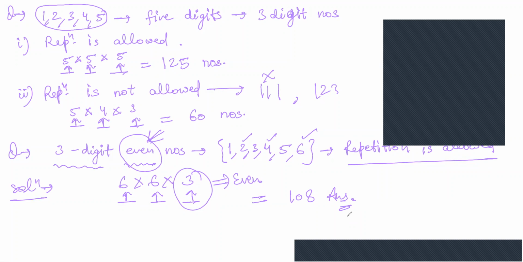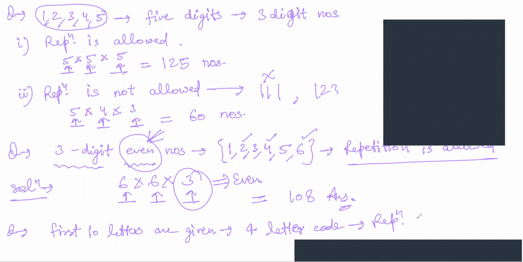You have to form a 4-letter code using the first 10 letters of the English alphabet if no letter can be repeated. So the question is, the first 10 letters of the English alphabet are given. From these you have to make a 4-letter code, a code which contains 4 letters, and letters cannot be repeated. Repetition is not allowed. You can only use a letter once.